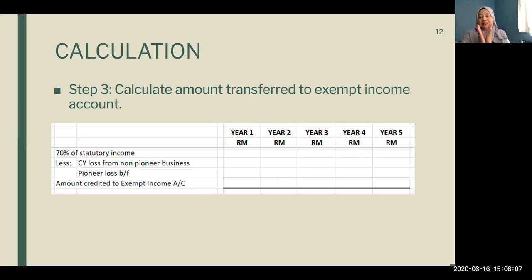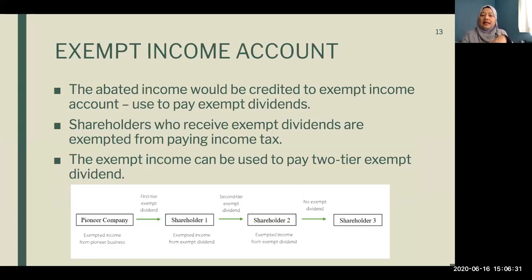If you are under tax incentive, whenever a company has an exempt income, all right? So for example, in this case, the income exempted is 70%. So that amount should go into exempt account. The good thing about having exempt account is that the company can credit that exempt income, all right, once you have the exempt income, you can actually pay out dividends to your shareholders, exempt dividend. What do you mean by exempt dividend? The dividend is not subject to tax.